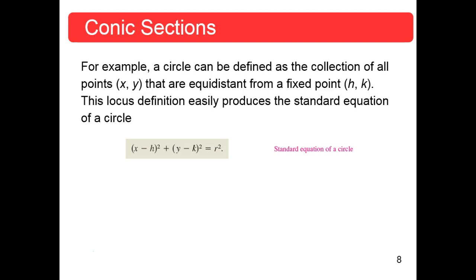For example, a circle can be defined as a collection of all the points x, y that are equidistant from some fixed point h, k. That locus definition easily produces (x minus h) squared plus (y minus k) squared equals r squared. That's the standard equation for a circle centered at h, k. If it's centered at the origin, it's just x squared plus y squared equals r squared. But if it's any other place, (x minus h) squared plus (y minus k) squared equals r squared. Now, I like to take it one step further, and we will be doing this later.